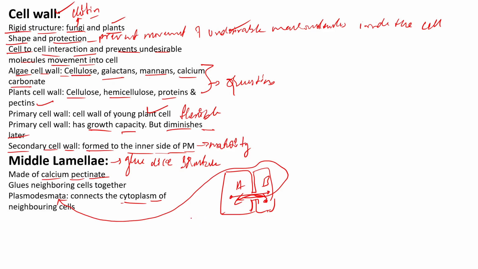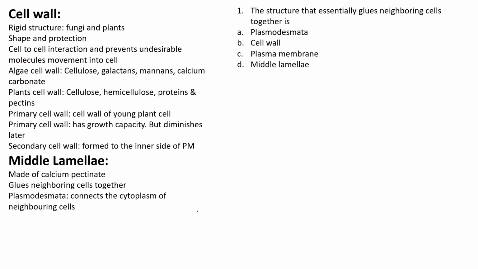So we have discussed the concepts quite elaborately over here. So what we can do is start to look into some important questions. We will erase this. The structure that essentially glues the neighboring cells together is: plasmodesmata, cell wall, plasma membrane, or middle lamella. Just a moment ago we discussed that the middle lamella is mainly involved in gluing the neighboring cells together, right? It is mainly made up of calcium pectinate. Just remember this point. This is a previously appeared question.